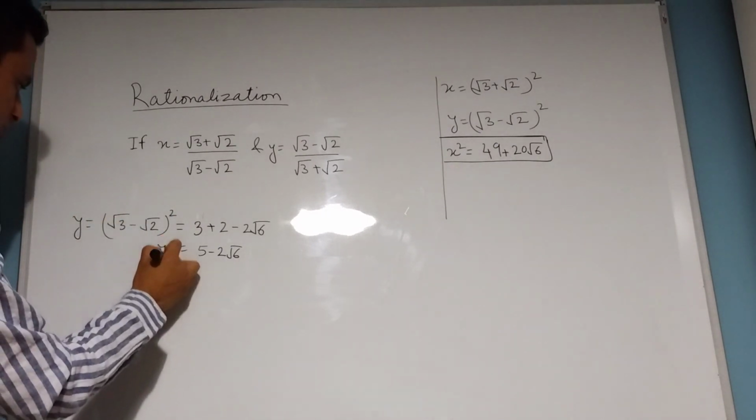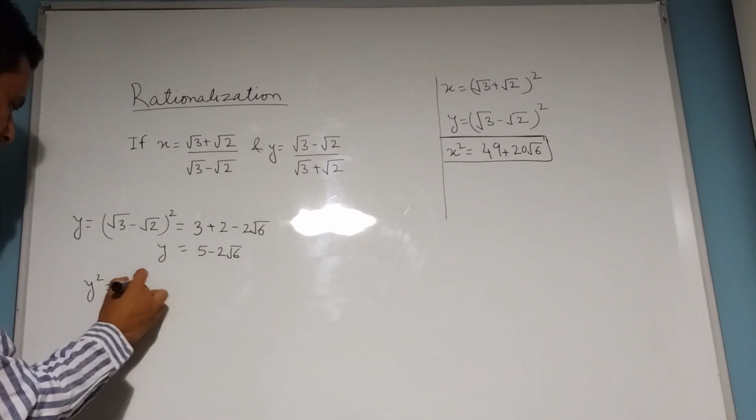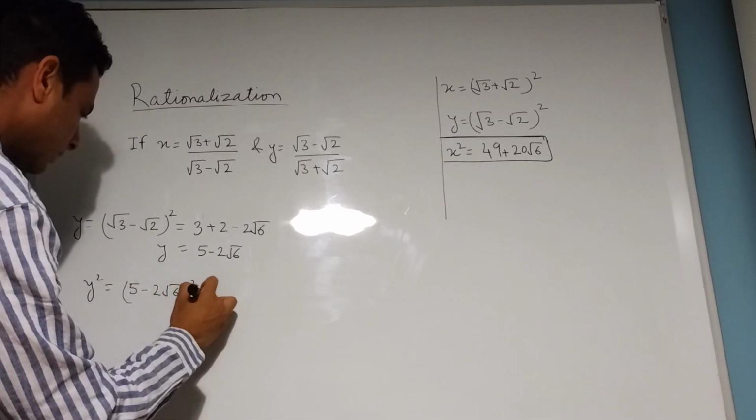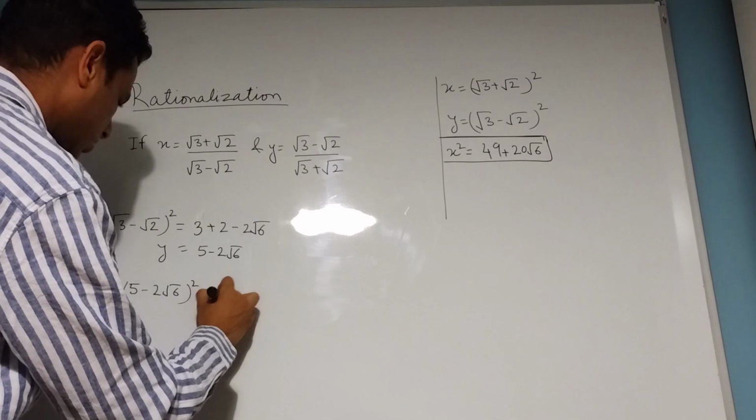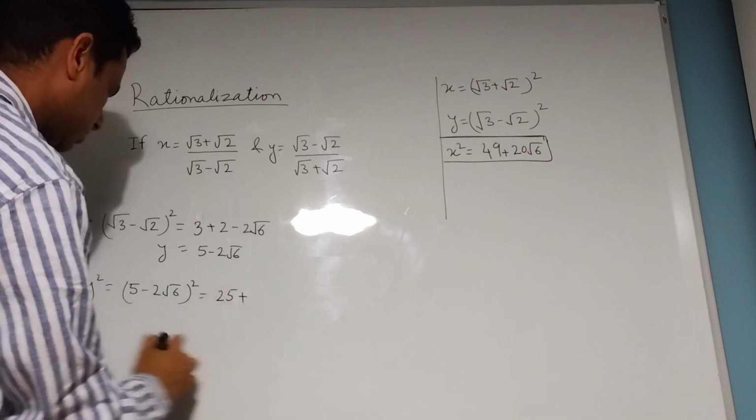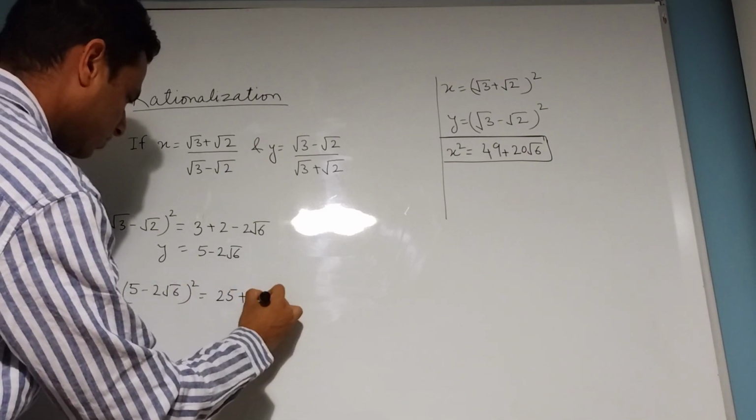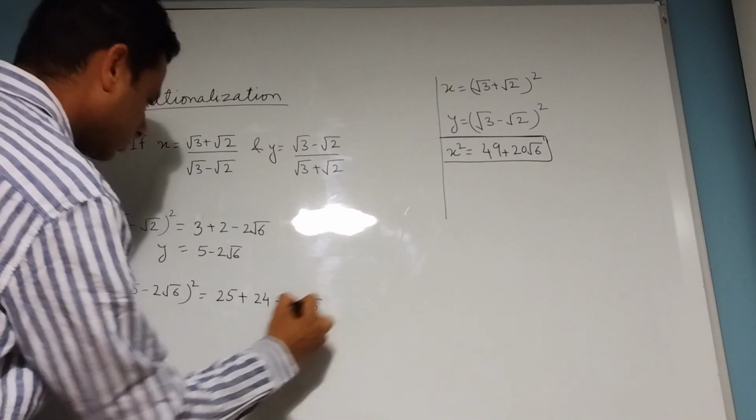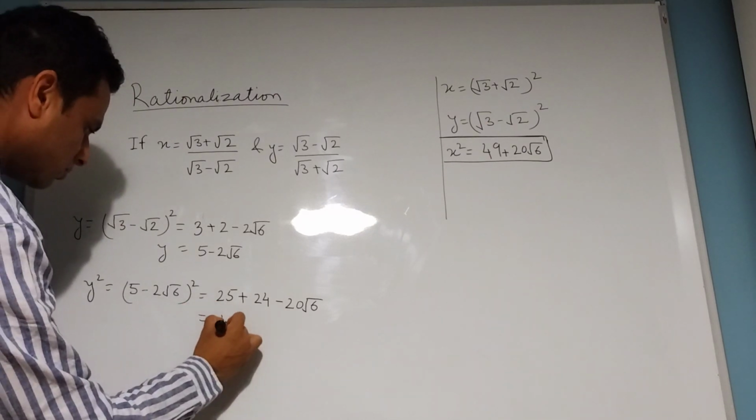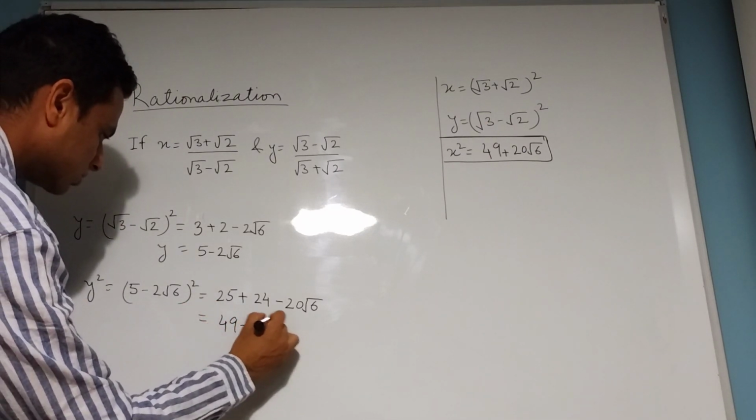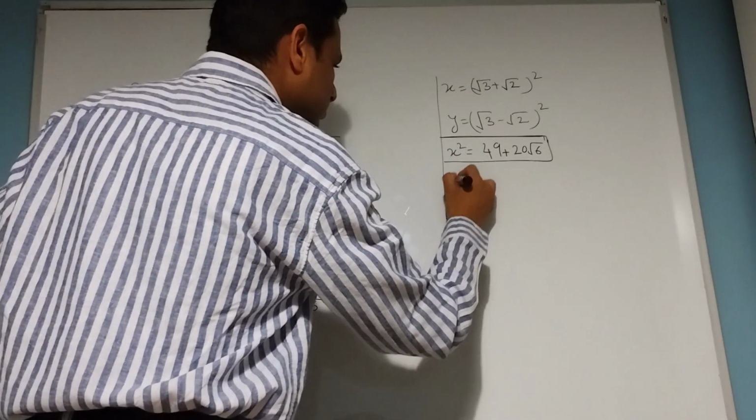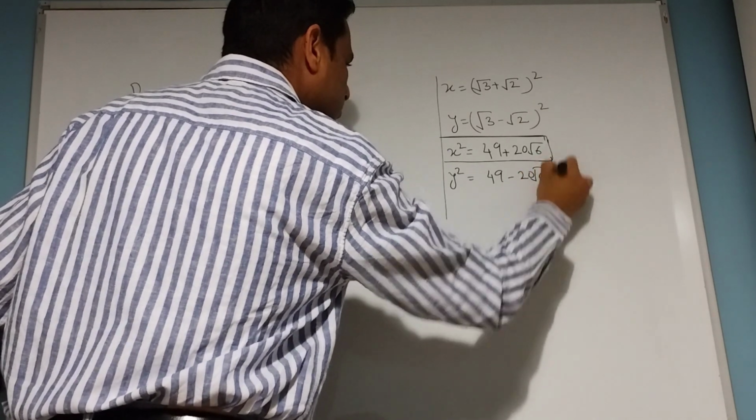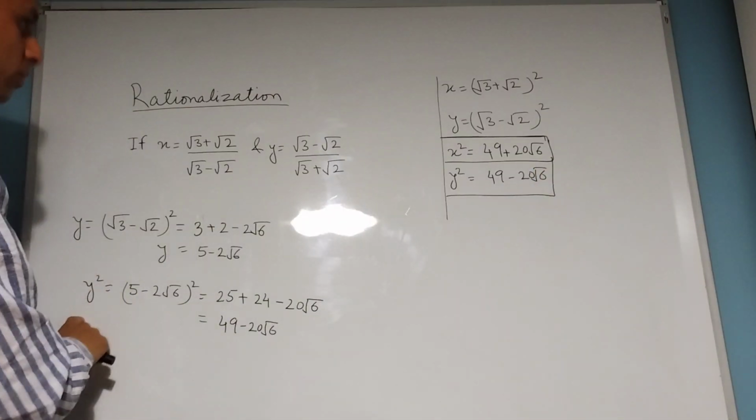Let's find the value of y squared. Y squared is 5 minus 2 root 6 whole square. It's nothing but a squared plus b squared is 24 minus 2ab equals 49 minus 20 root 6. So y squared is 49 minus 20 root 6. And we found the value of y squared.